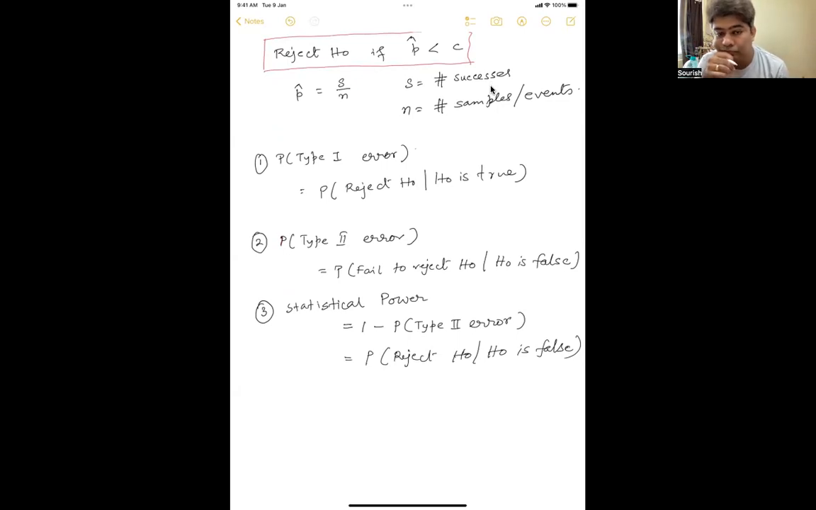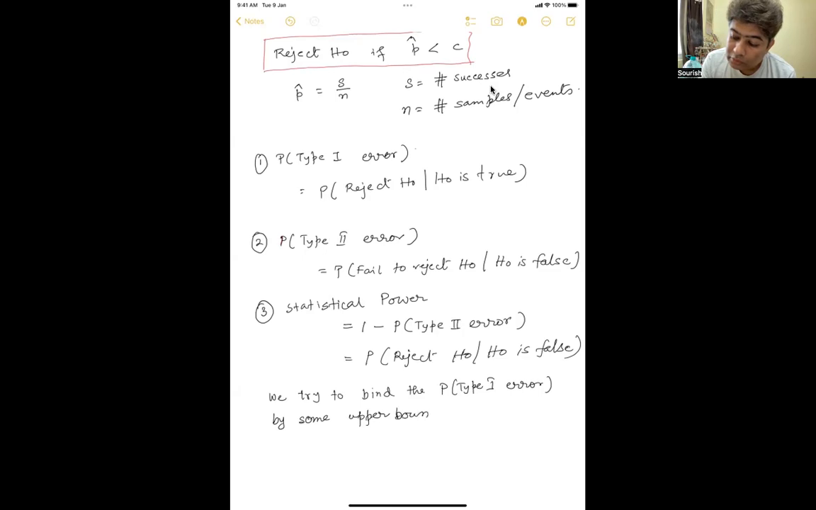So generally what happens, we try to bound the probability of type 1 error by some upper bound, say alpha.